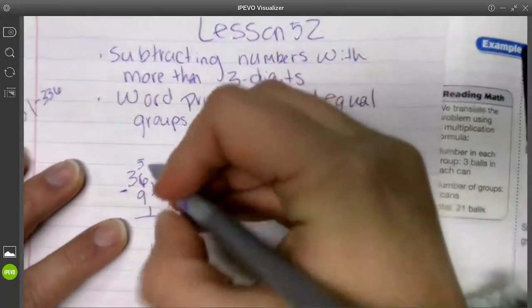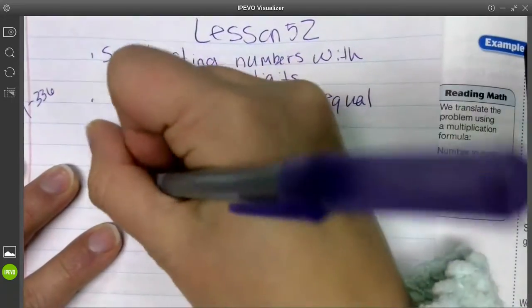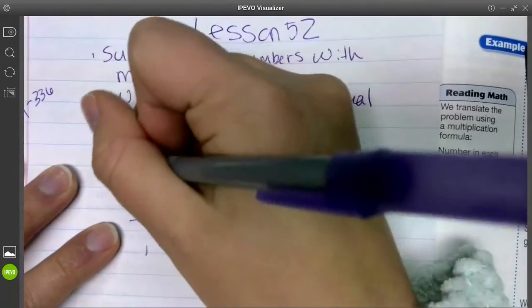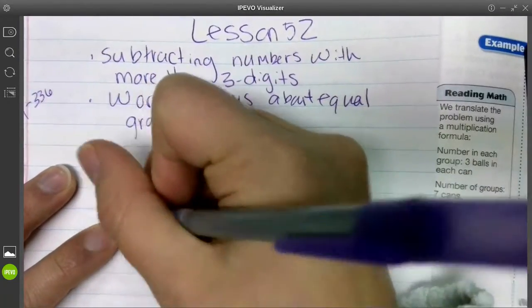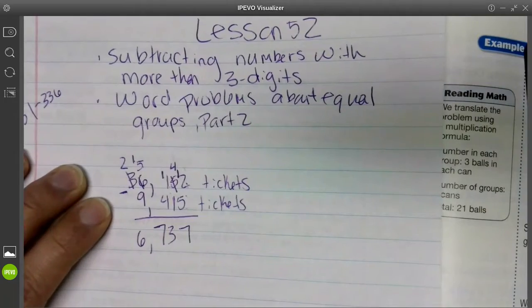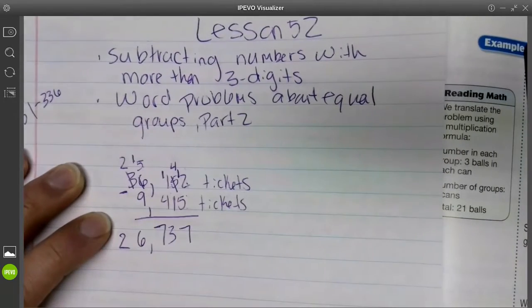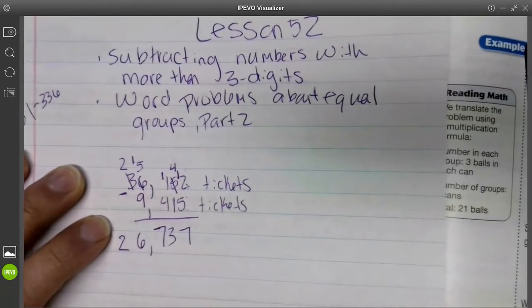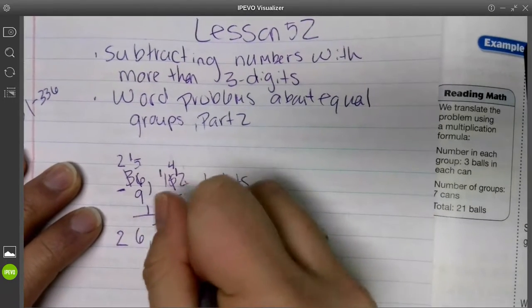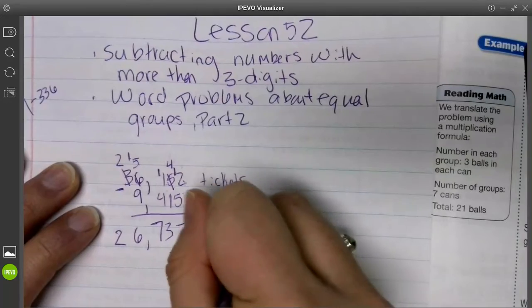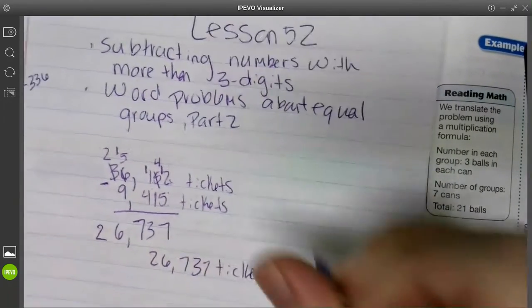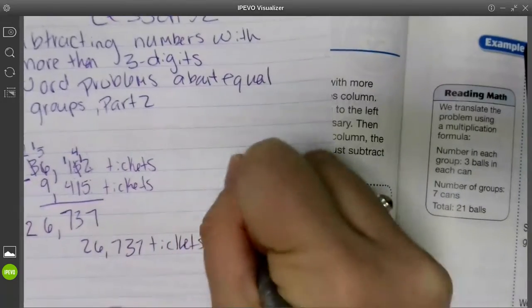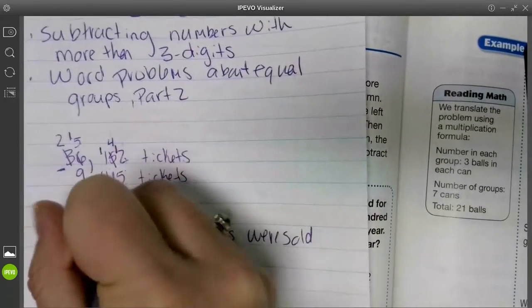And I bring my comma down. I cannot do 5 minus 9. So I take away from the 3. Then my 5 becomes a 15. 15 minus 9 is 6. And 2, take away nothing, is 2. Okay, so then the question says, how many tickets are sold for the second game of the year? So then to rewrite this, 26,737 tickets were sold the second game.